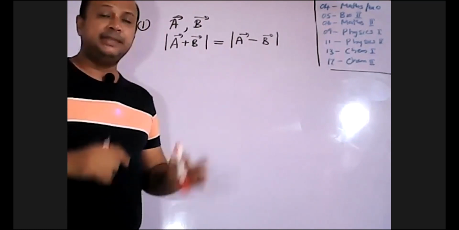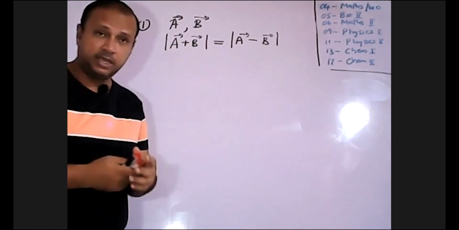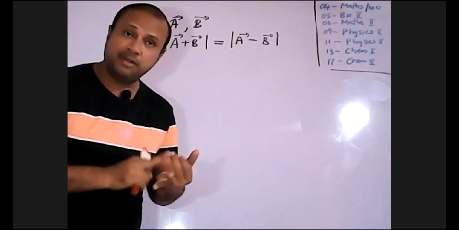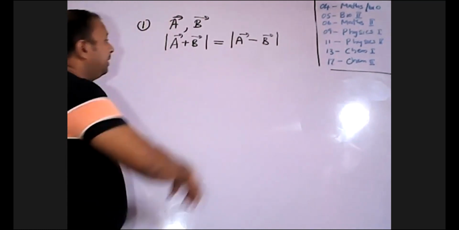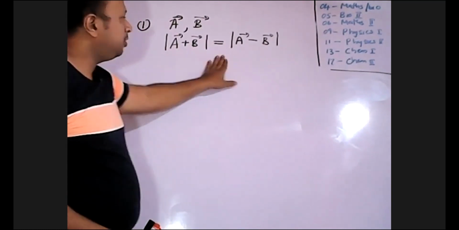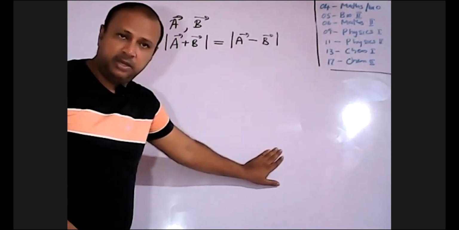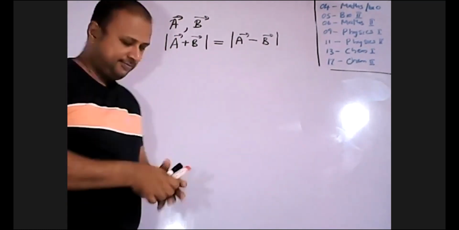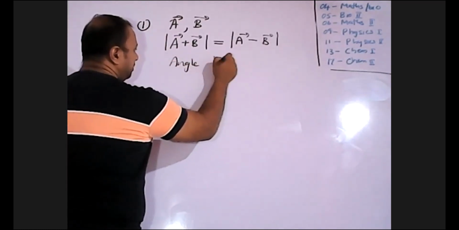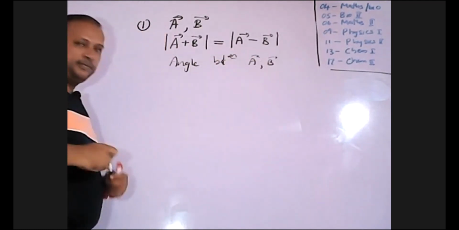What is the question? There are two non-zero vectors. Normally we call these non-zero vectors. So suppose there are two non-zero vectors A and B. The modulus of A plus B is equal to the modulus of A minus B. Then find the angle between A and B. That is the question.